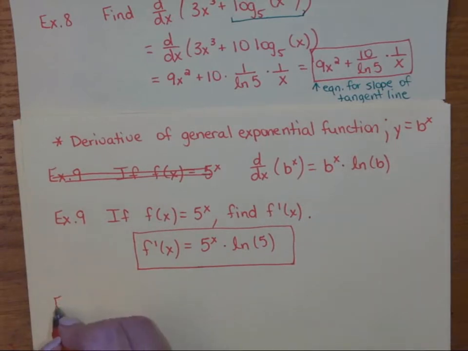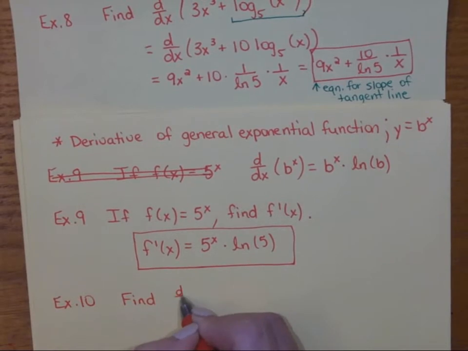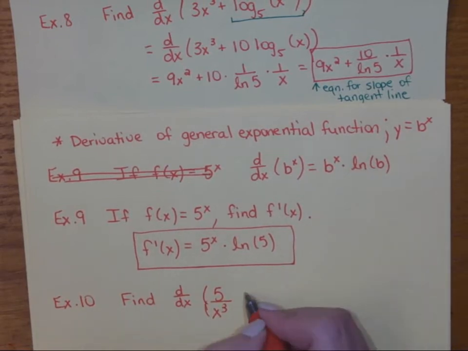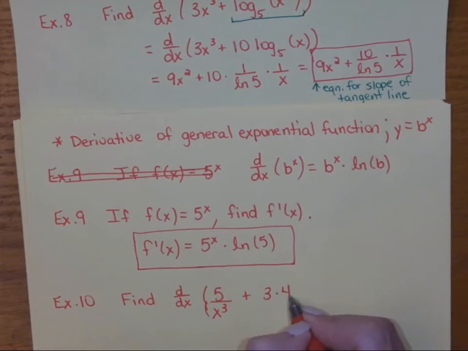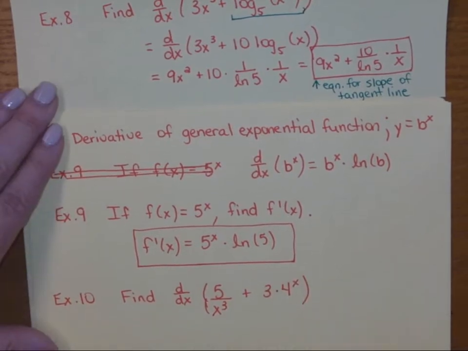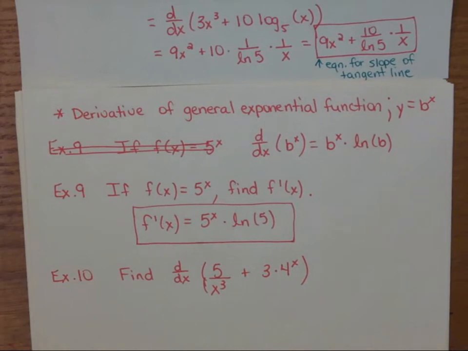Okay, so let's do one more. So, I don't know why I wrote that so big, but 5 over x cubed, and then plus 3 times 4 to the x. Okay, so notice this notation means, hey, find the derivative. So maybe before we start though, let's write down what this is. This is 5x to the negative third.